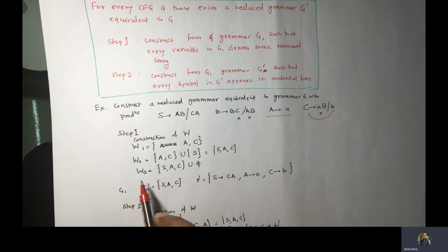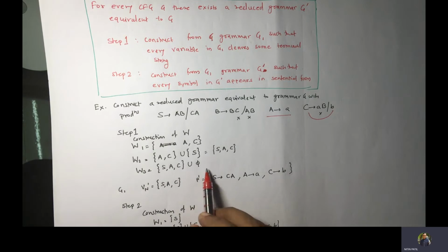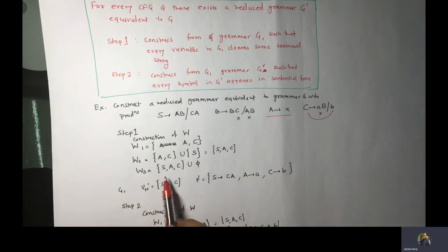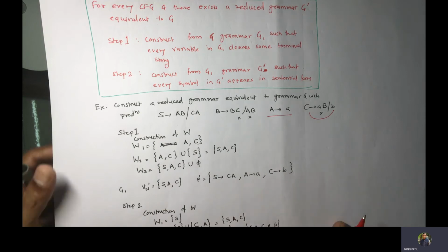Now we construct W3 by taking W2 into consideration, and we tried finding out whether we can get some more elements. We identified that there is no variable available, so this is fine. We terminate now because W2 and W3 are the same. After termination, we got the variable set to be the same as W, so SAC, and we include only those productions from the given production set which include these along with the terminals. So S gives CA, A gives a, and C gives b.